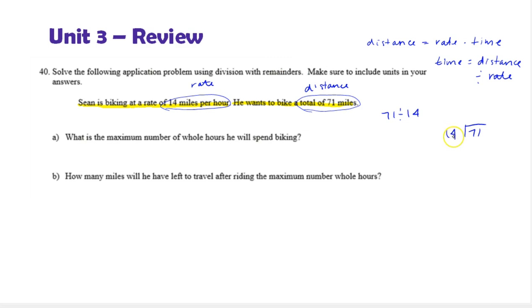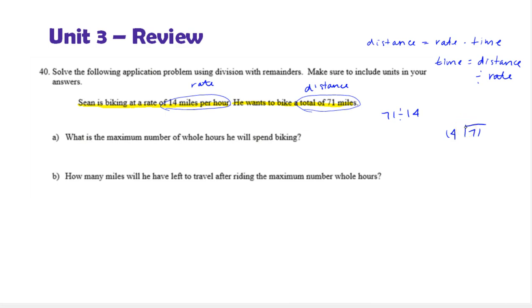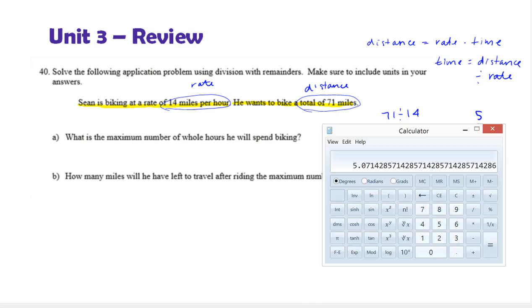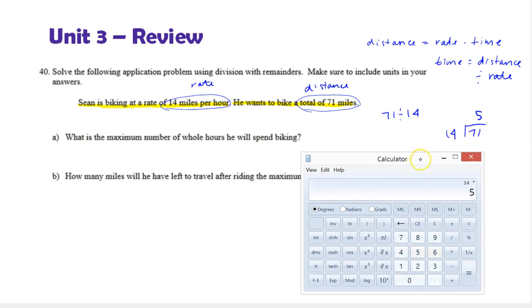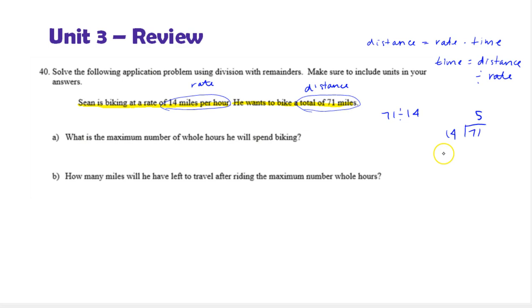So let's see what this looks like. Well, what's the most amount of times 14 goes into 71 without going over? Well, that would be 5, and then there's some left over. This is the decimal fraction, not the remainder. So let's start with a 5. Now we'd multiply 14 times 5, sorry. And 14 times 5 is 70. And we have a remainder of 1.